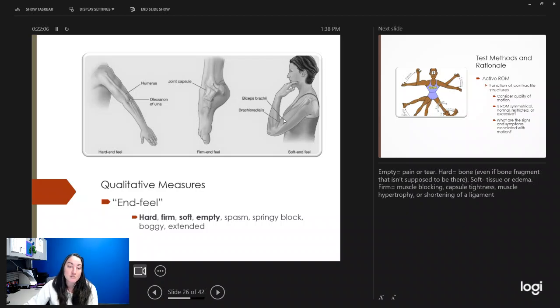That's a soft infill. And then an empty infill basically means you didn't feel anything stop you. So it could be that you didn't get to end range. You're doing passive range of motion and you can't go any further because it's too painful and you're not going to put them through that. That's an empty infill. It could just be because of pain. You didn't get to go all the way to end range to see what is blocking it. Or it could be that you're at end range and it is not stopping.